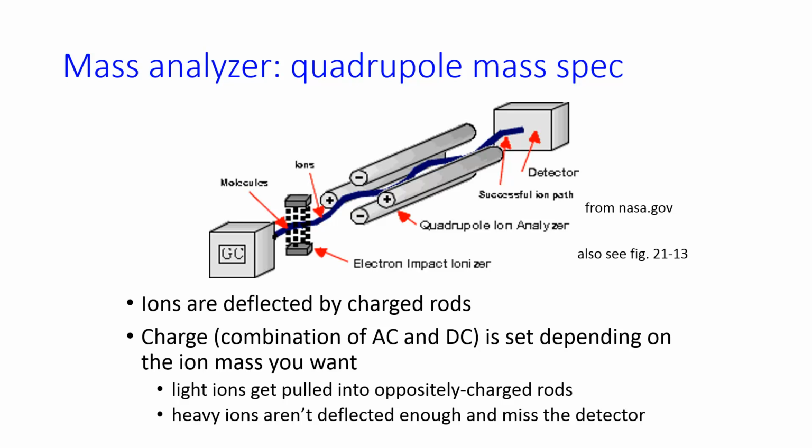The detector detects everything that hits it. And the way that the mass separation is done is by changing the magnitude of the voltage on those quadrupole rods, so that at first light ions make it to the detector, and then later in the scan heavier ions make it to the detector.